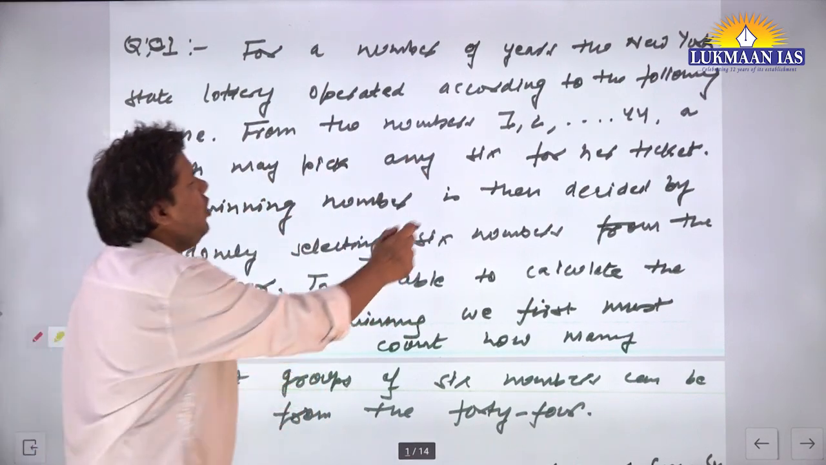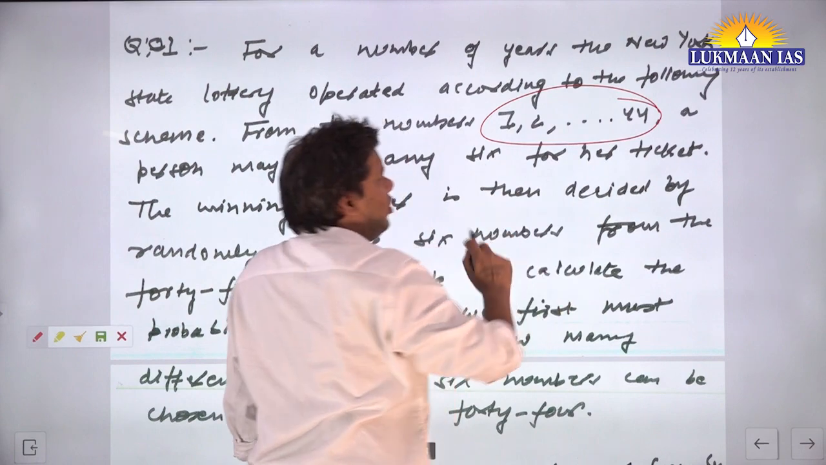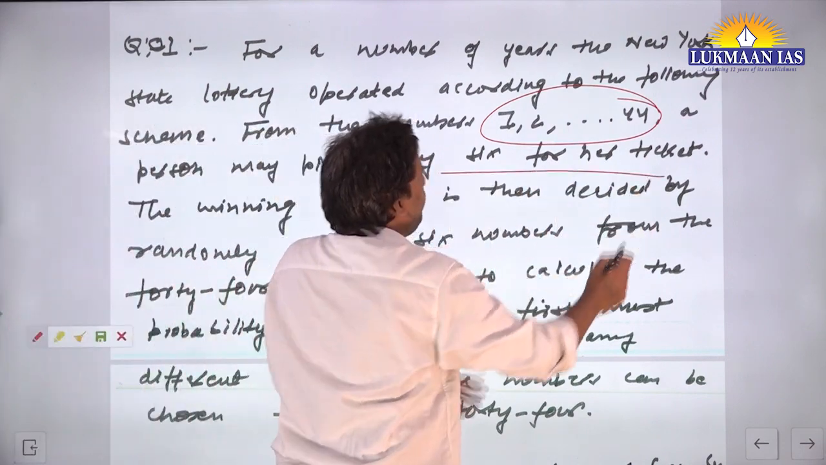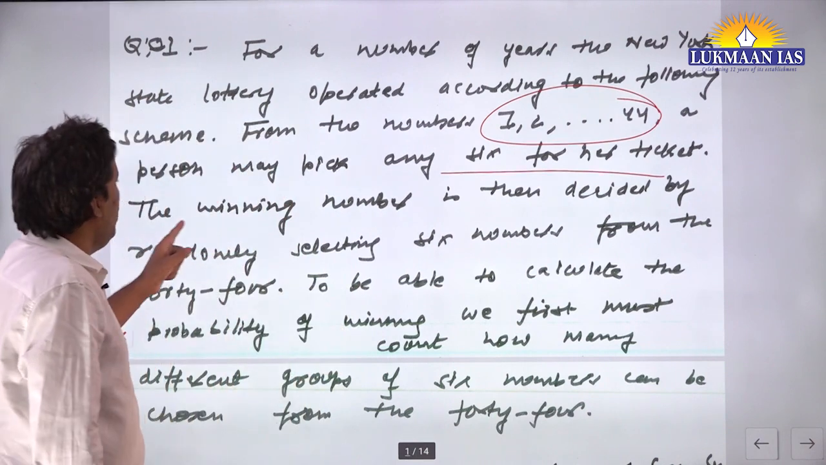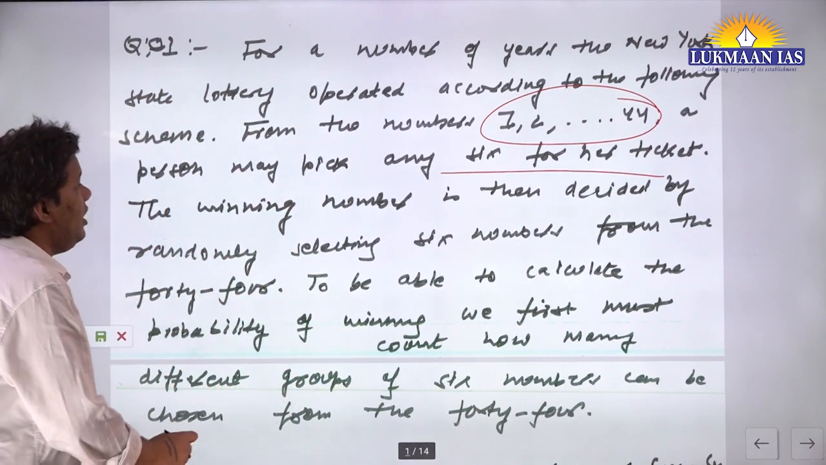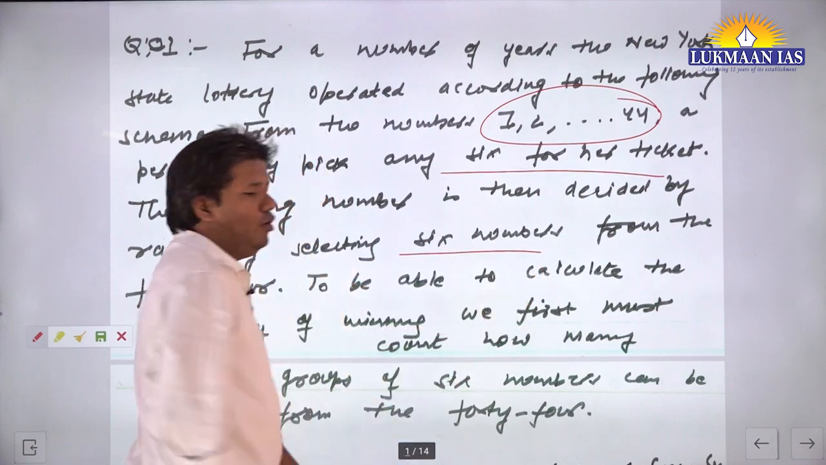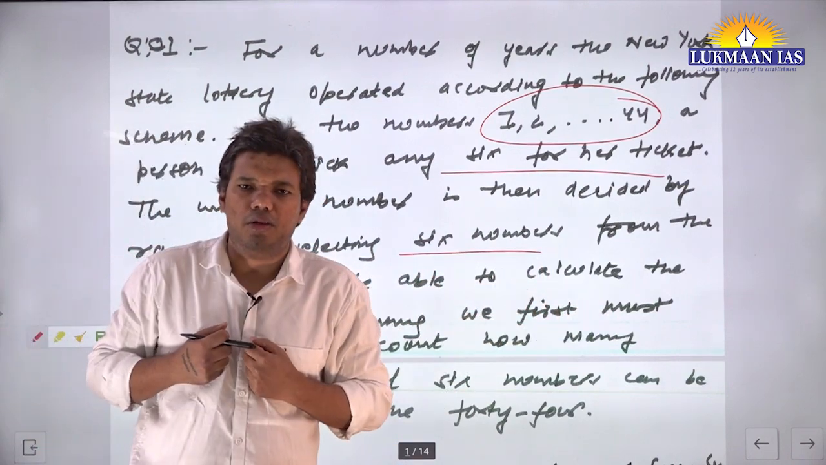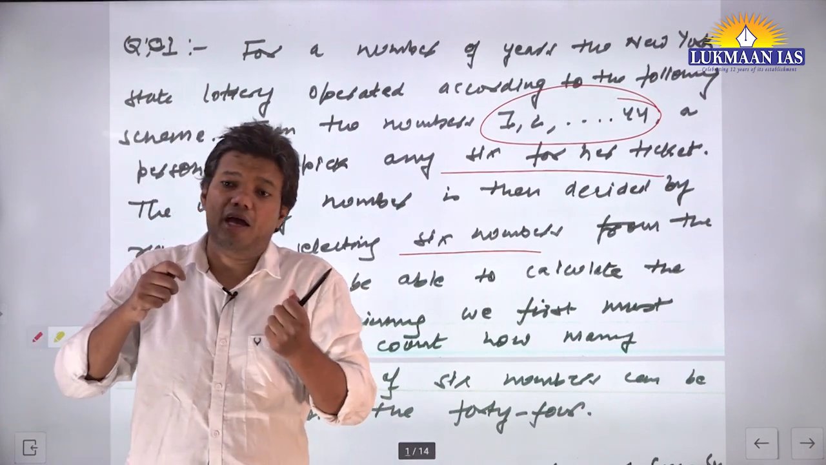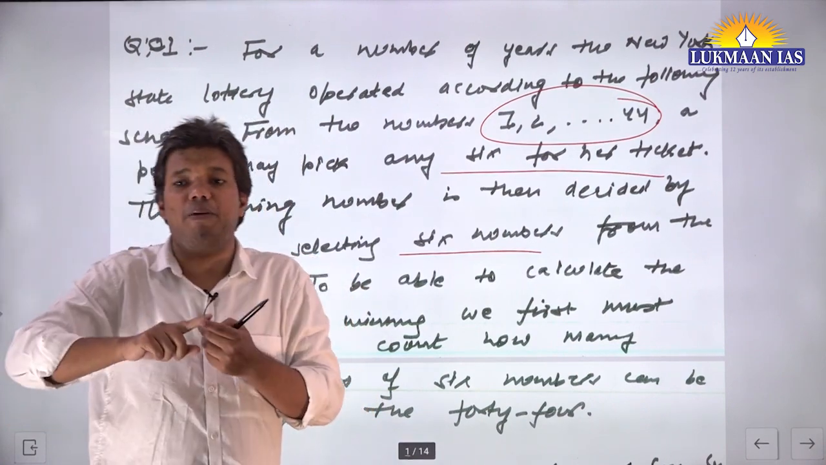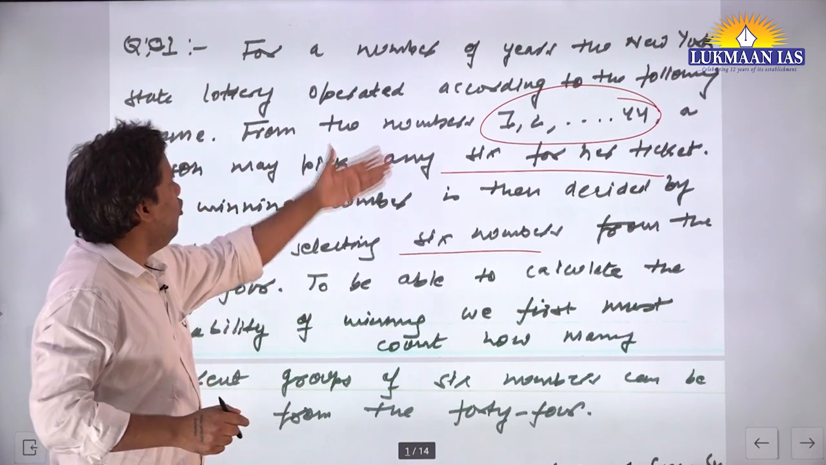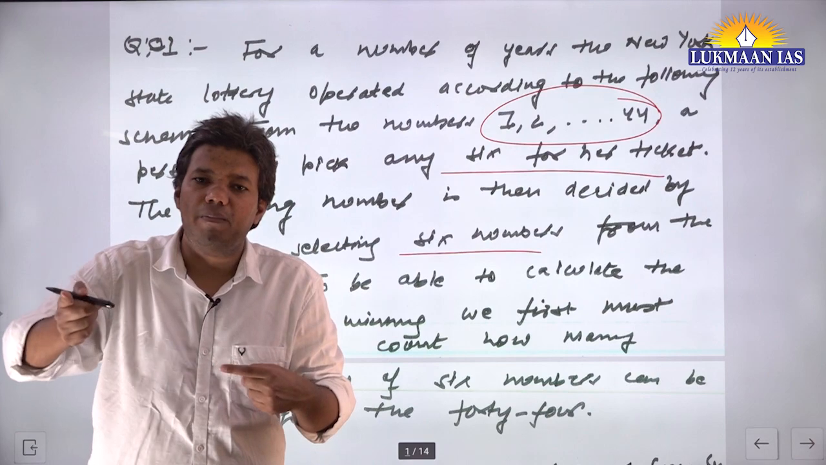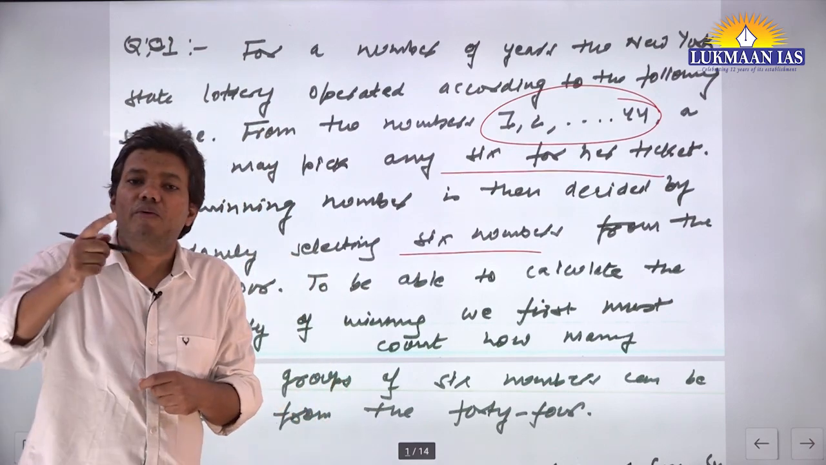What is the scheme? You have 1 to 44, you have 44 numbers, and a person may pick any 6 numbers on their tickets. You have to pick any 6, right? The winning number is then decided by randomly selecting 6 numbers. So let's say I have 44 numbers, and I chose 6 numbers. Then whether I will get the reward or not will depend upon the scheme holder also randomly choosing 6 numbers. If my numbers and those 6 numbers match, then I will get the reward. Otherwise, I will not get the reward.